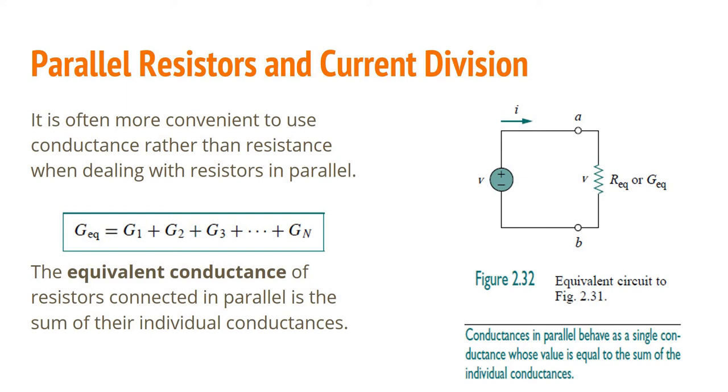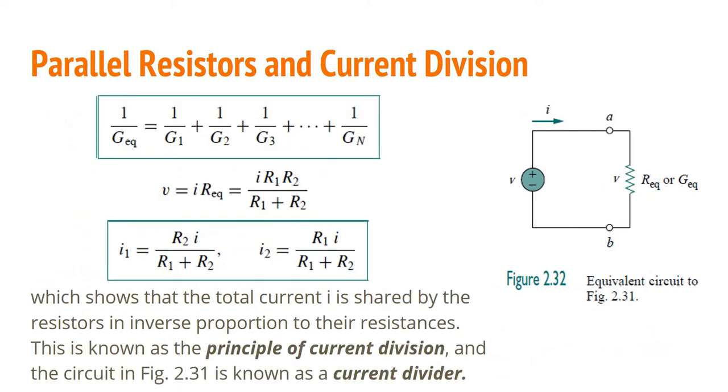Equivalent circuit to figure, okay. So, figure 2.32, mao na siyang equivalent circuit. Kung nakaparallel siya, kung pila itong makuha nimo nga conductance, mao na to ang R equivalent. So, easier gamiton ang conductance when getting the equivalent resistance with the resistors nga nakaparallel in connection. Okay, so mao ni ang general equation.